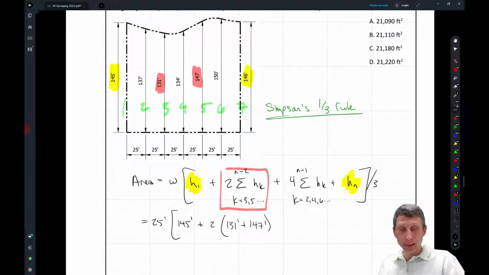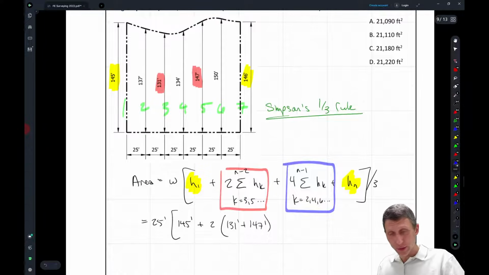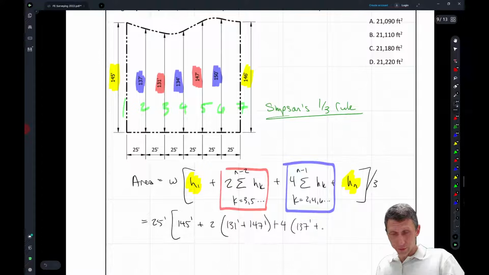Okay, and then let me use another color here. Now we're going to take the even ones. So I'm going to take 2, 4, and 6, and multiply them by 4. So 4 times 137, 134, and 150.